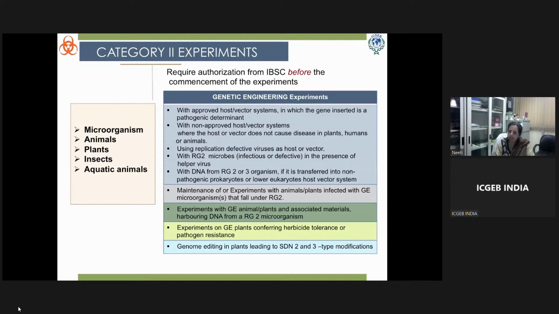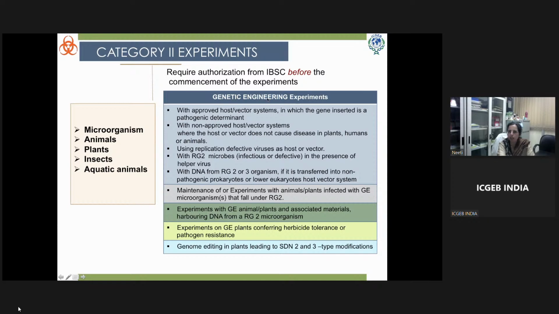So, having said that, I bring you to this document which has been issued by ICGEB, where they list the microorganisms, the animals, plants, insects, and even aquatic animals which get categorized under risk group 2 and require biosafety level 2 kind of containment facilities. And other than these, there is a whole list which is available in the document.